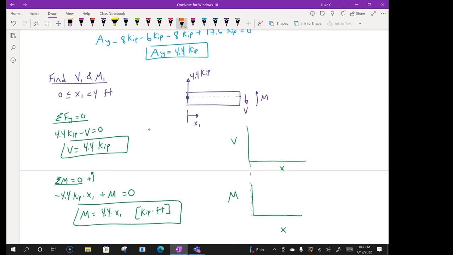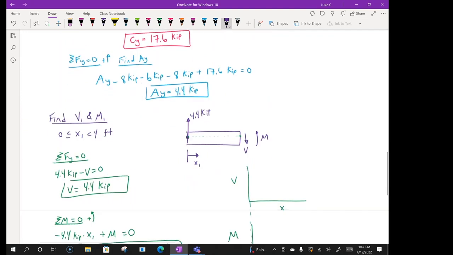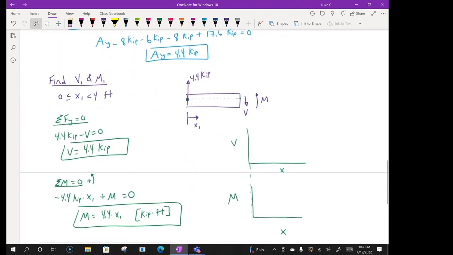And then what I did here is, see this purple section, this rectangle? We're looking to find the shear and moments within this section of the beam first, right before this 8 kip is applied. So what we ended up doing is a free body diagram. That's what the purple is. And over here, the green is we sum the forces to find the shear force, which is constant, which is a line like this.